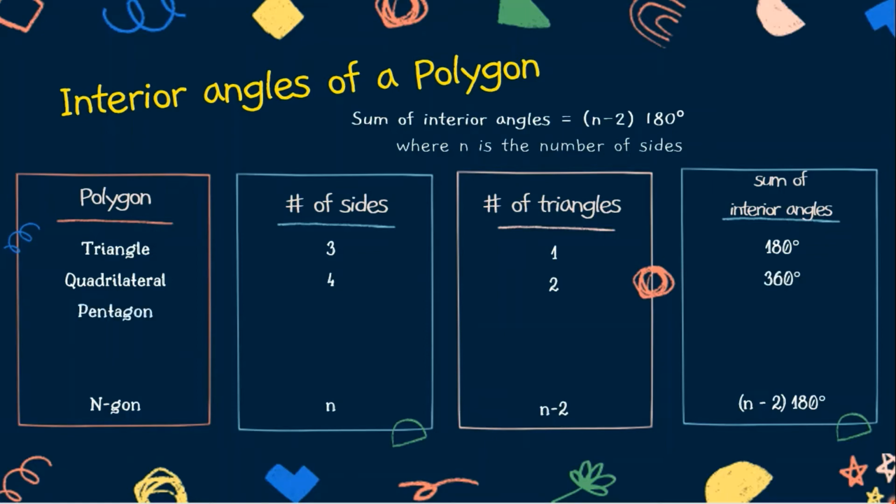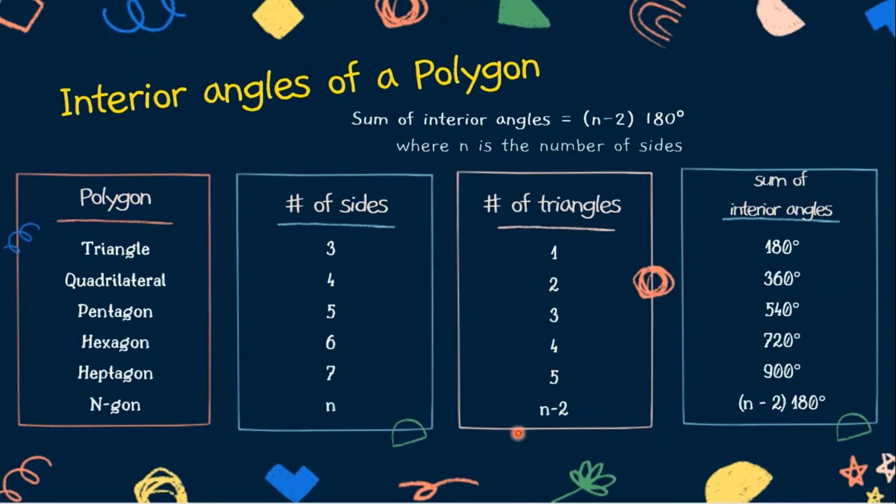A pentagon is a polygon with 5 sides. Ang number of triangles ng isang pentagon ay 3, at ang sum of interior angles niya ay 540 degrees. For a hexagon, it's a polygon with 6 sides. Meron siyang 4 triangles at 720 degrees yung sum of interior angles. And for heptagon, this is a polygon with 7 sides na may 5 triangles at ang sum of interior angles ay 900 degrees, and so on.